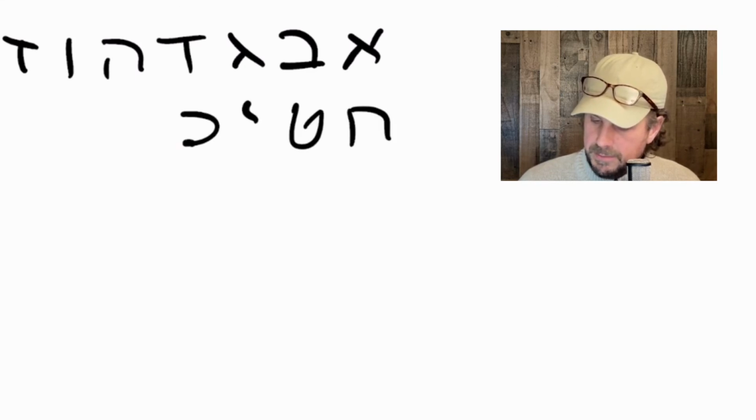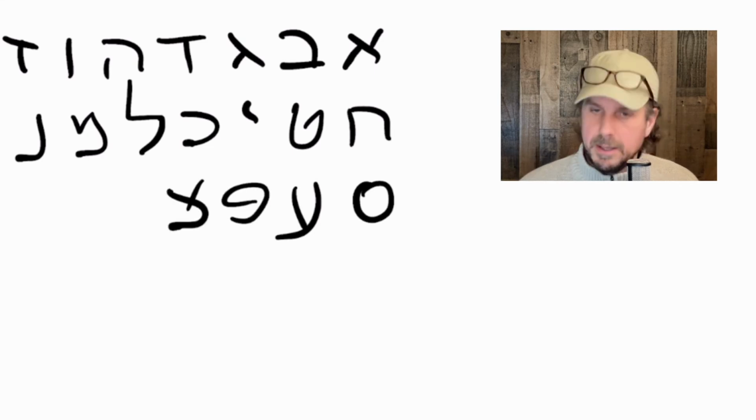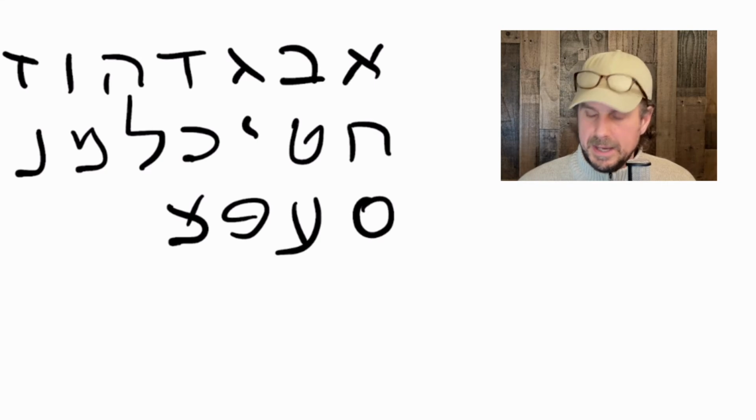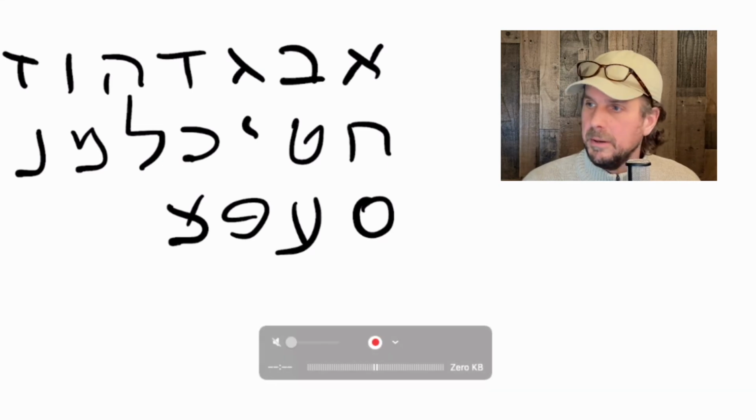So we have Aleph. Oops, let's get that centered here. One more try. Aleph, Bet, Gimel, Dalet, Hey, Vav, Zayin, Chet, Tet, Yod, Kaf, Lamed, Mem, Nun, Samech, Ayin, Pei, Tzaddi. There we go.